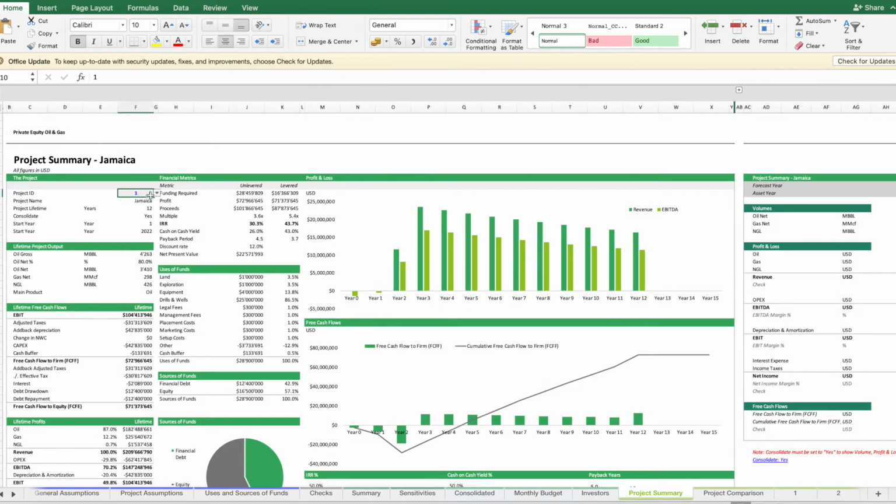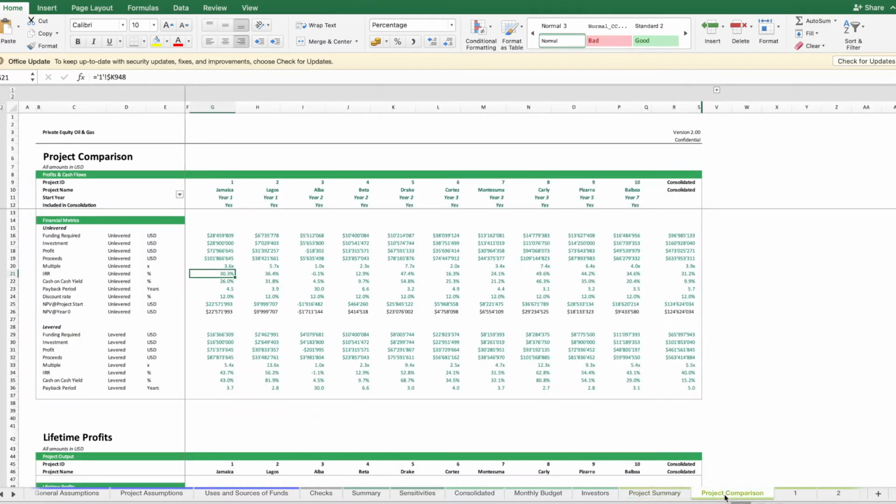So we now have to work through project by project until we are clear for all of them how this is going to work out at the project level. We then do a comparison.